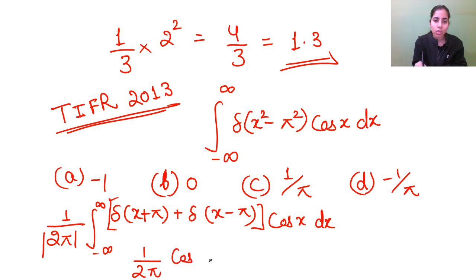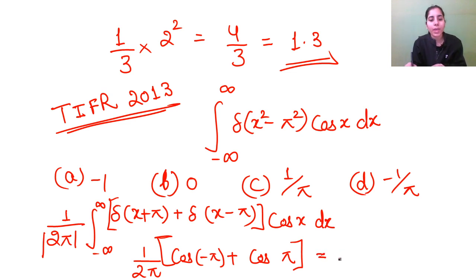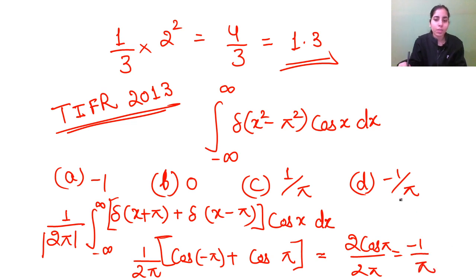cos minus pi plus cos pi. You know cos is an even function. Yes. So cos minus theta is also equal to cos theta. That means we are going to get 2 cos pi upon 2 pi. Clear? Cos pi is minus 1. So what we will get? 2 times minus 1 upon 2 pi, which is minus 1 upon pi, because cos pi is minus 1. So which option is correct? Option D is correct. Clear?